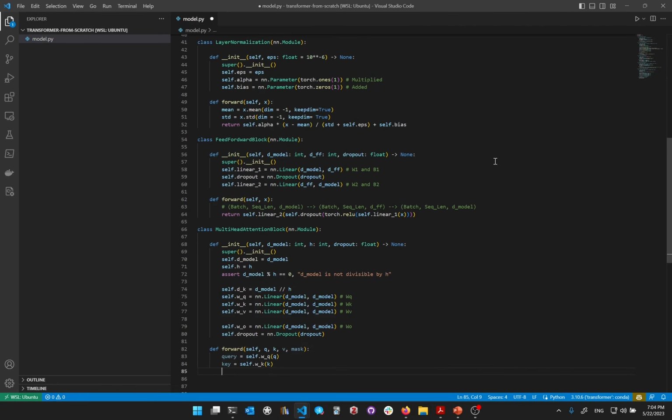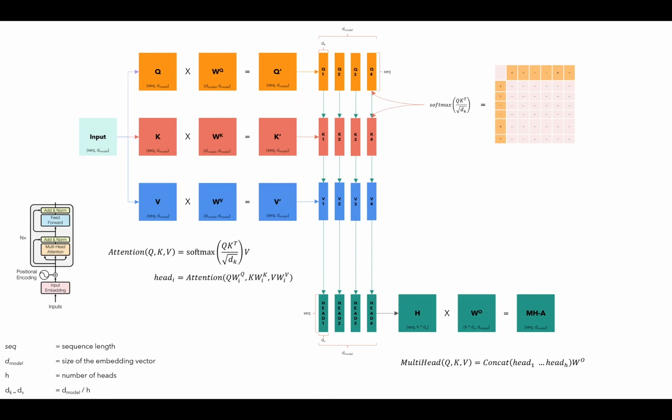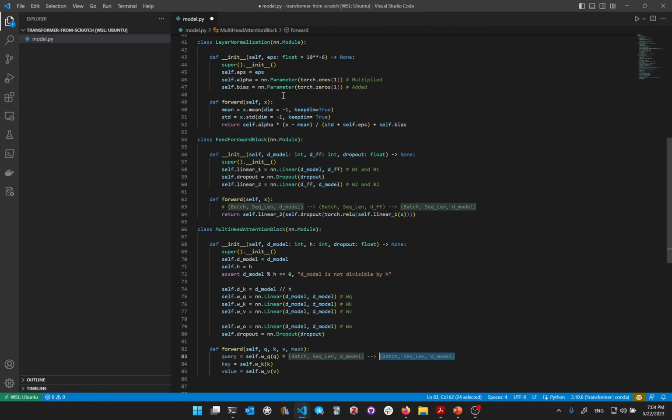We do the same with the keys and the same with the values. Let me also write the dimensions. So we are going from batch, sequence length, D model. With this multiplication we are going to another matrix which is batch, sequence length and D model, and you can see that from the slides. So when we do sequence by D model multiplied by D model by D model, we get a new matrix which has the same dimension as the initial matrix, so sequence by D model. And it's the same for all three of them.